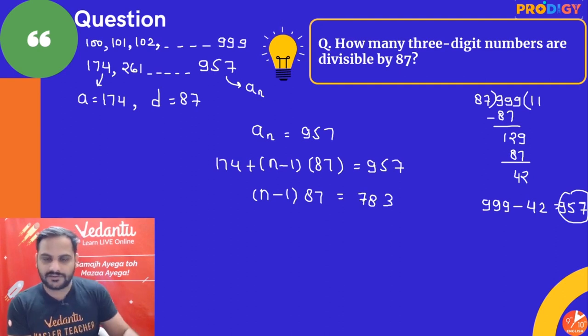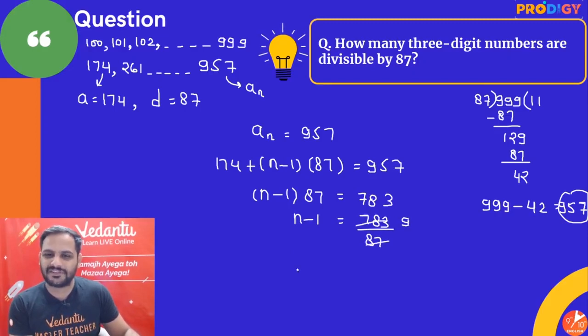All right, shift 87 in division. N minus 1 is equal to 783 upon 87, which will be 9 times. N is equal to 10. Okay, this is the mathematical way.